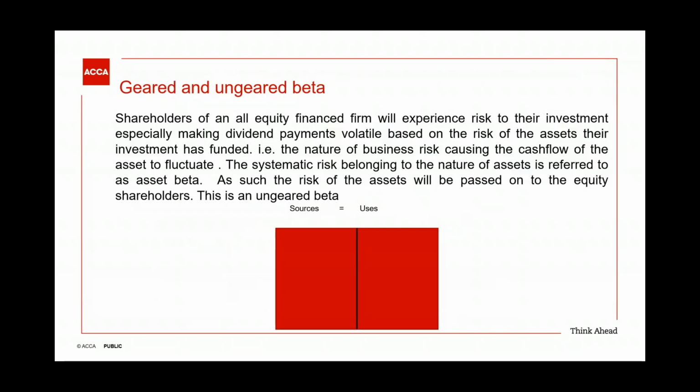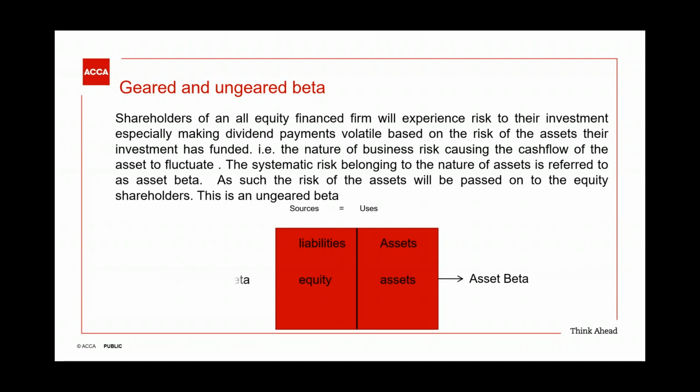To overcome this problem, your examiner sometimes throws this section of geared and ungeared beta. Now, what is geared and ungeared beta? Well, any balance sheet, you will have a situation where sources of funds will equal users of funds. So if you take shareholders in a firm, the shareholders' volatility to their dividends or their investment is caused by broadly two things. First thing is the nature of the assets your investment represents. Like I mentioned, some businesses, the cash flow generated on the assets can be very volatile. In fact, when the cash flow on your assets is volatile, that is what we call business risk.